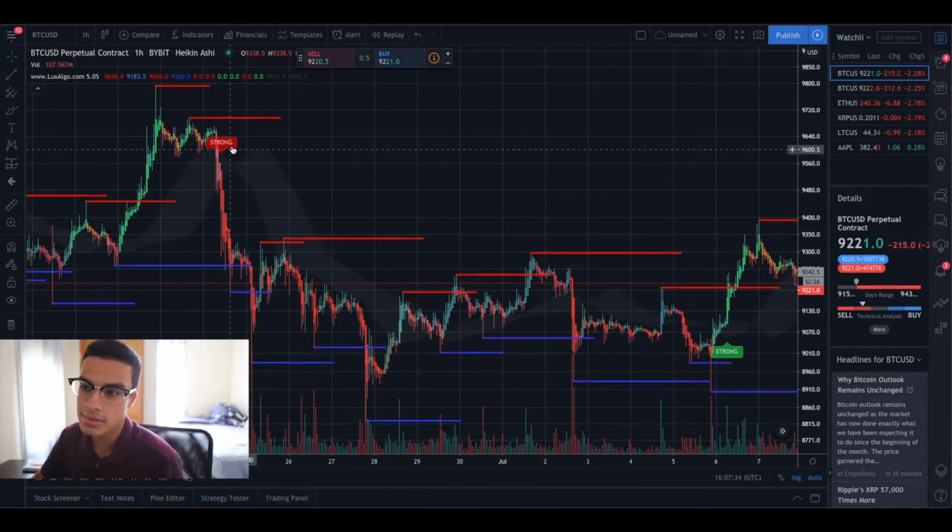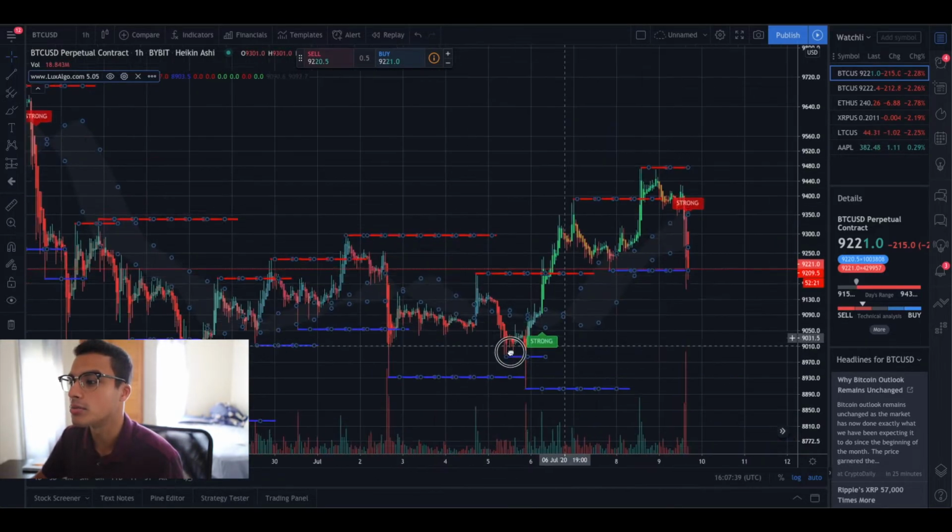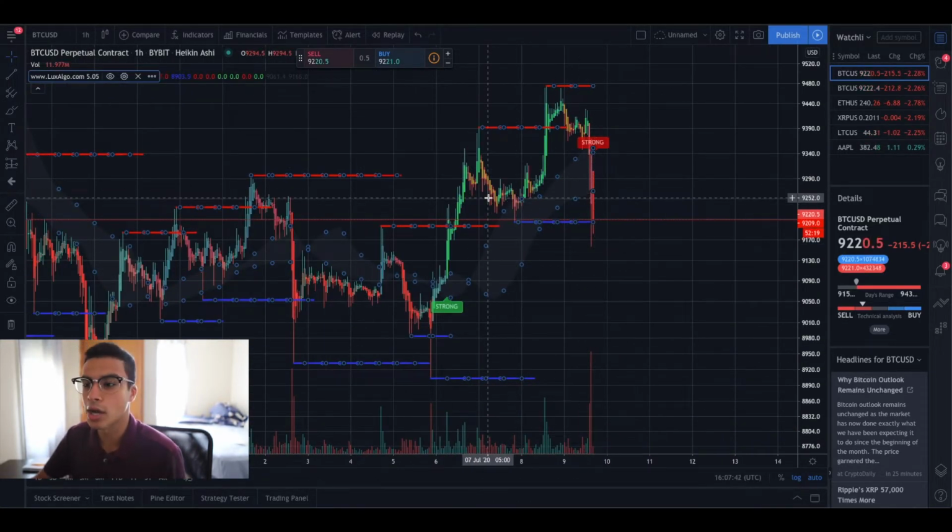As I mentioned, when it says strong sell, you short it. Strong buy, you can buy it and sell it, vice versa. You can use it however you want.